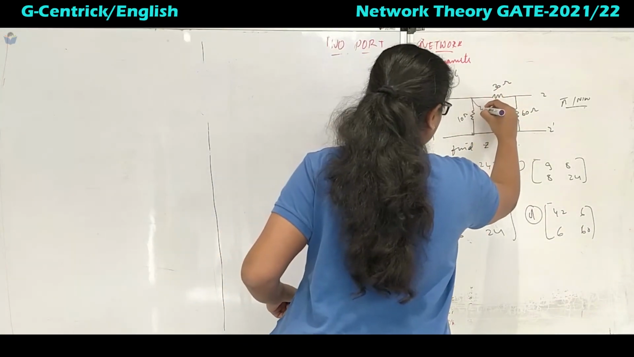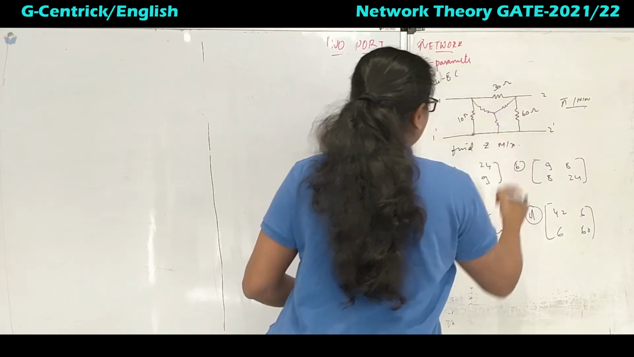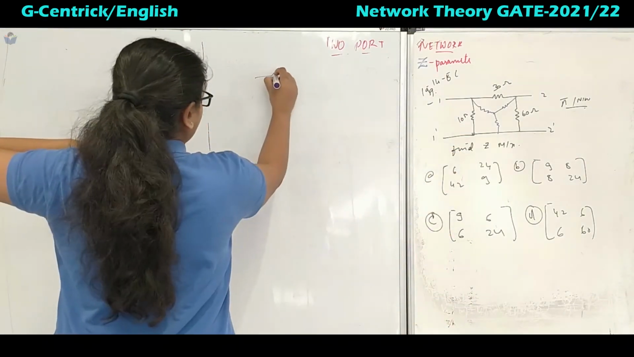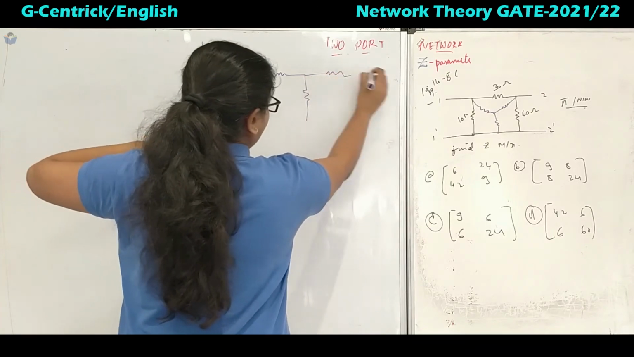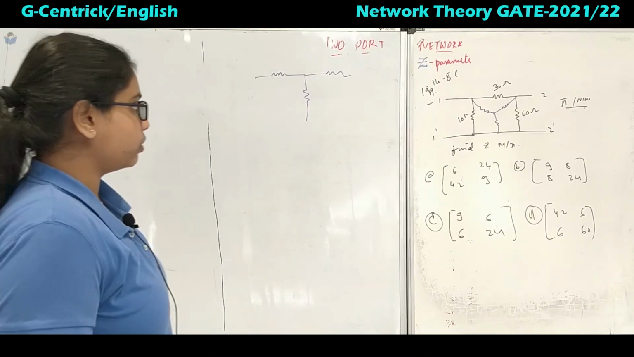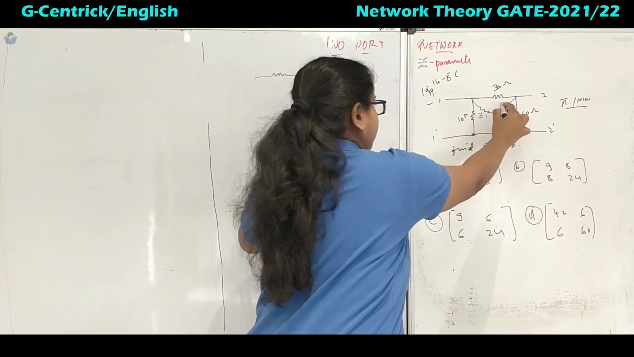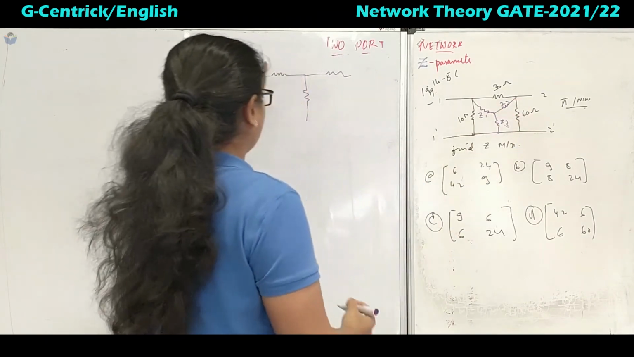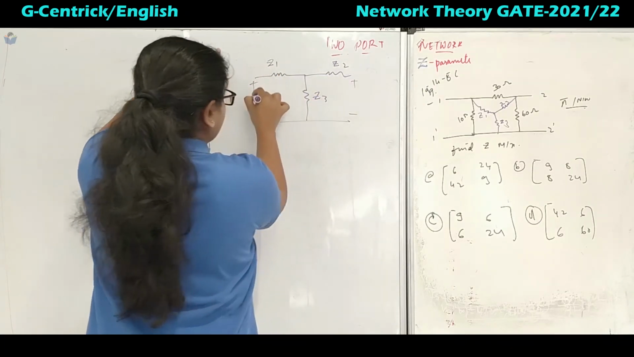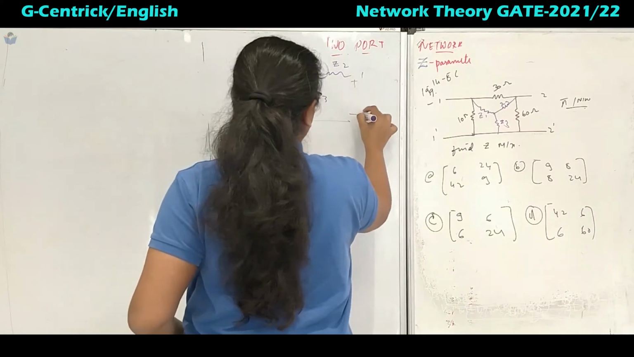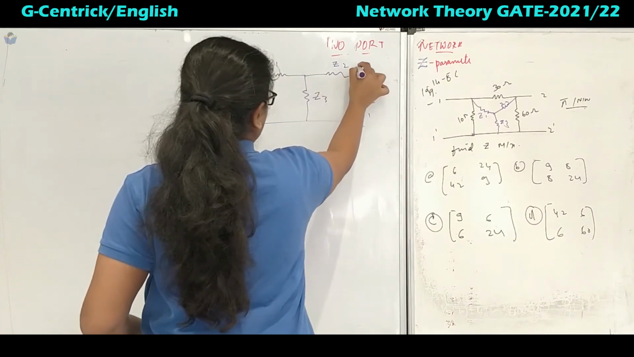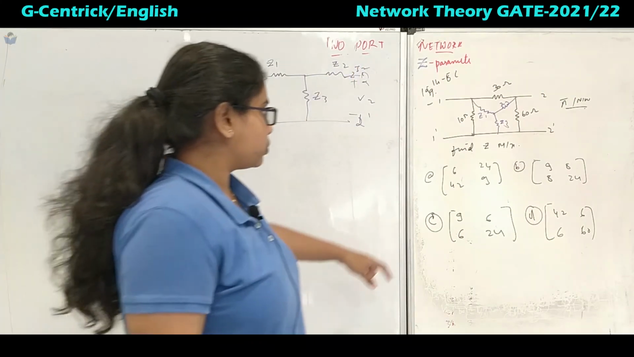So this delta network can be converted into a star network. This is the star network. This is not a T, but you can write it in this way, where these two arms are made flat and this is the one arm. If I call these Z1, Z2 and Z3, with ports 1 1 dash and 2 2 dash, voltages V1 and V2, and currents I1 and I2.